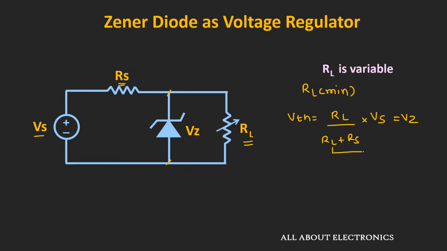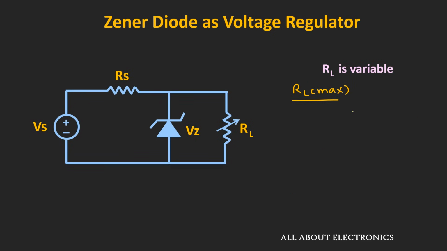So if we equate this expression with Vz, and rearrange the terms, then the minimum value of this load resistance can be given as Rs times Vz divided by Vs minus Vz. So this will be the minimum value of the load resistance to ensure that the Zener diode works properly in the breakdown region. Similarly, now let us find out the maximum value of this load resistor. Whenever this load resistance RL is maximum, at that time the current which is flowing through this load is minimum, or in other words, the IL minimum will be equal to Vz divided by RL maximum.